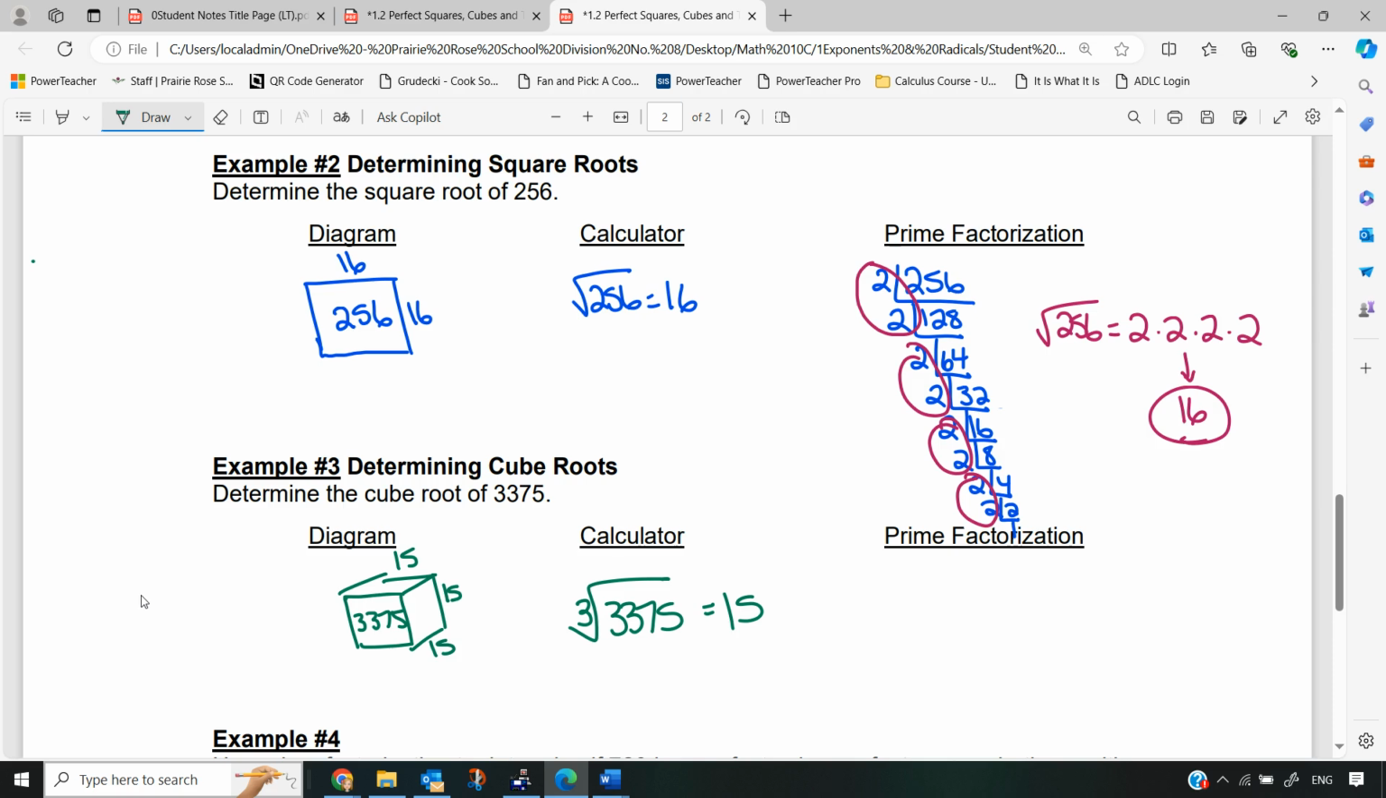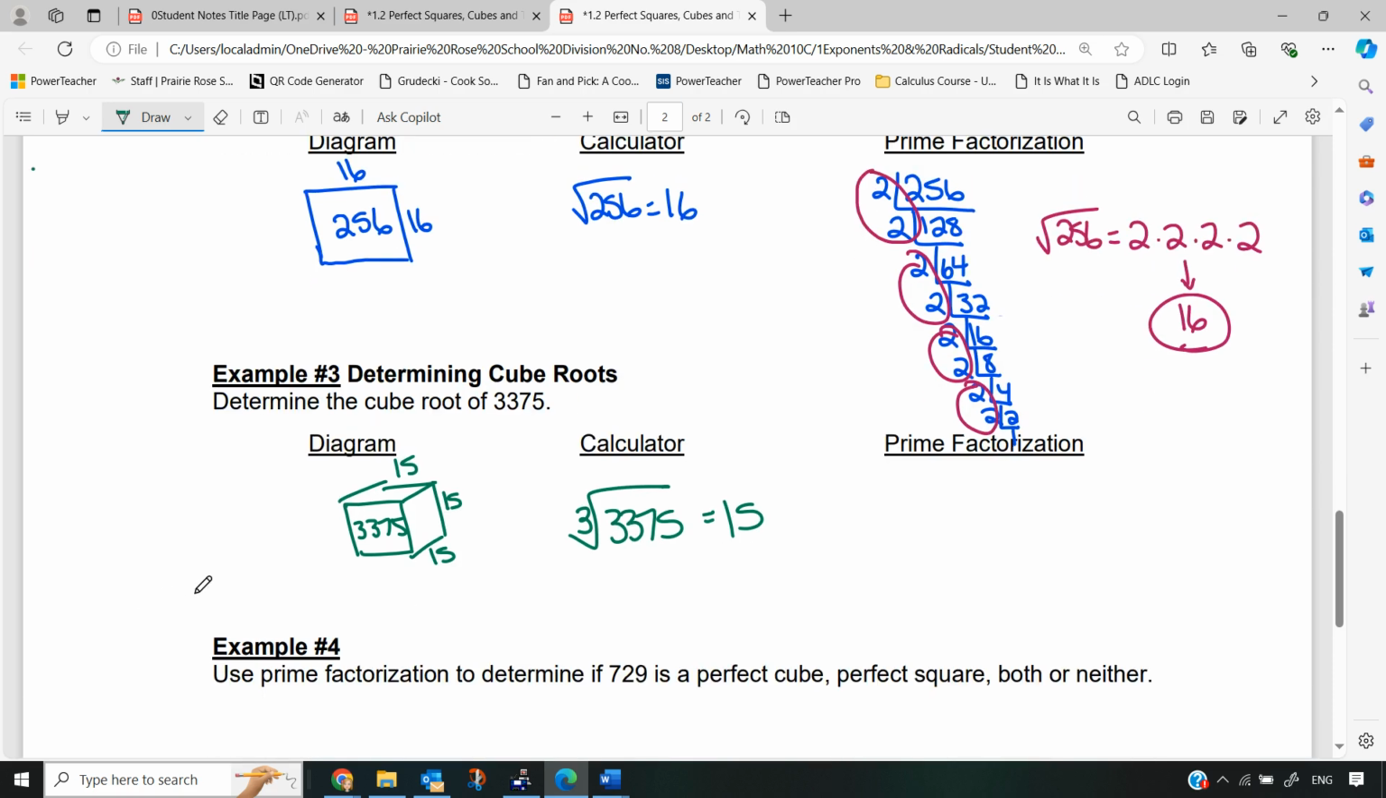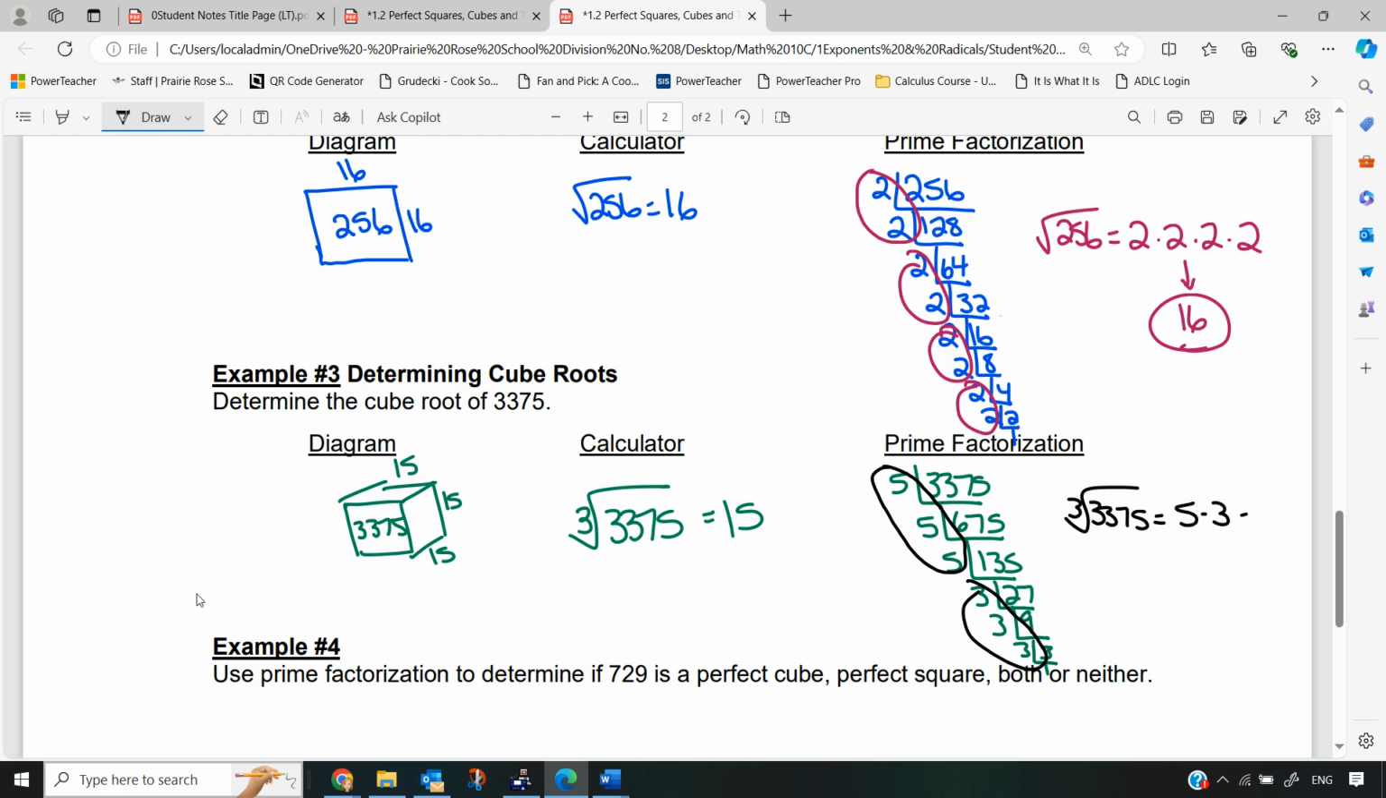Now with prime factorization, again, we start by doing birthday cake. All right, once we have our birthday cake done, we're looking for triples because we're dealing with cube root. That means we're looking for three identical numbers. So we're going to put these in groups of 3. There's a group of 3 and there's a group of 3. So the cube root of 3375 will be 5 times 3, which is 15.